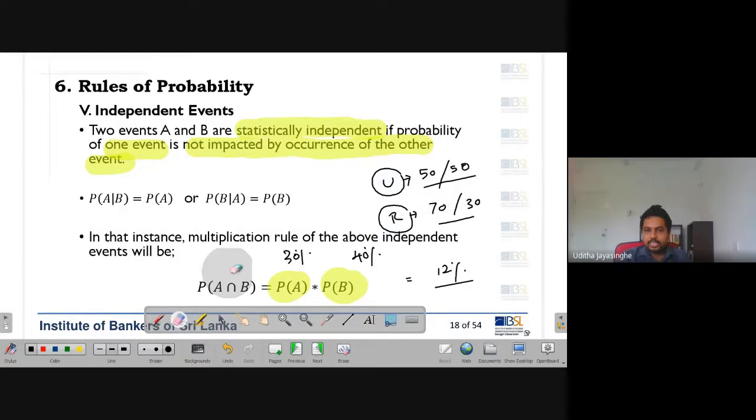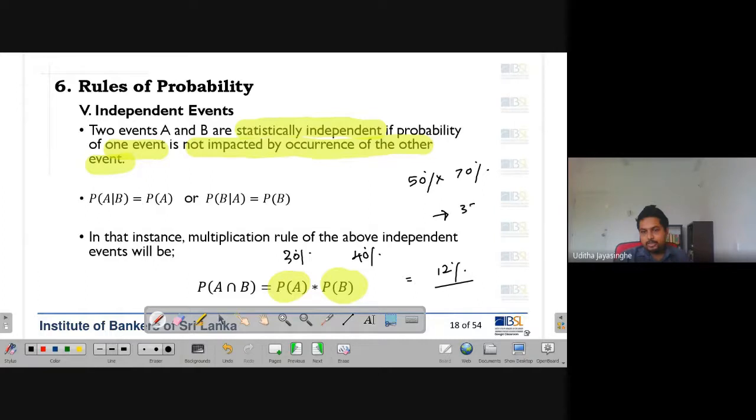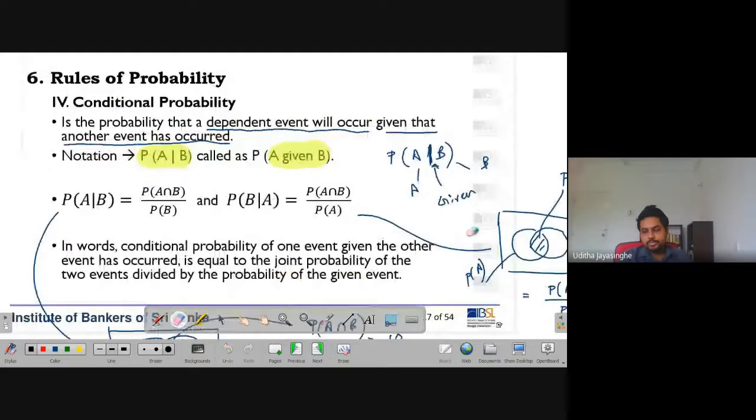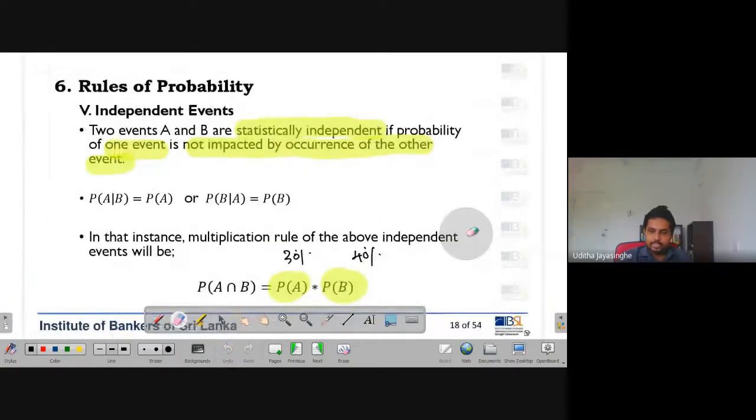Raining and taking the umbrella are independent, but you can calculate the joint probability also. That means you can multiply. Taking the umbrella 50%, raining 70%. So for a given day, the probability that I go with the umbrella on a rainy day is something like 35%. Likewise, you can apply the multiplication rule in such instances. Okay, clear? Conditional probability and independent events: these are two very important rules to keep in mind.